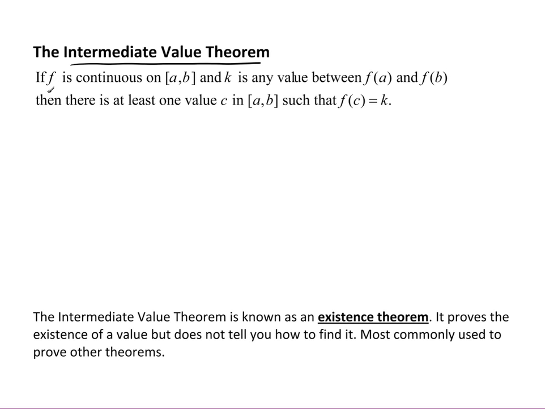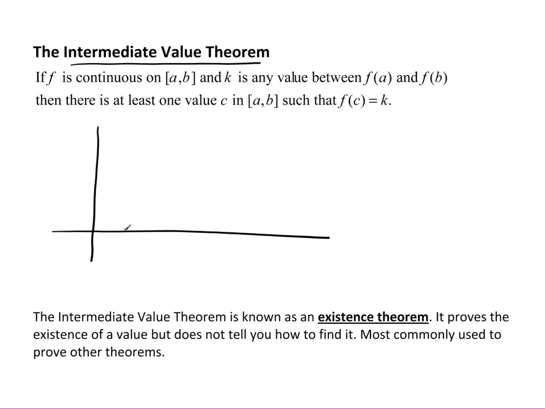So let's start off with the idea: if f is continuous on this closed interval a to b, and k is any value between f of a and f of b, then there is at least one value c in [a, b] such that f of c equals k. Okay, that's a mouthful. Let's see if I can draw this and make a little sense out of it.